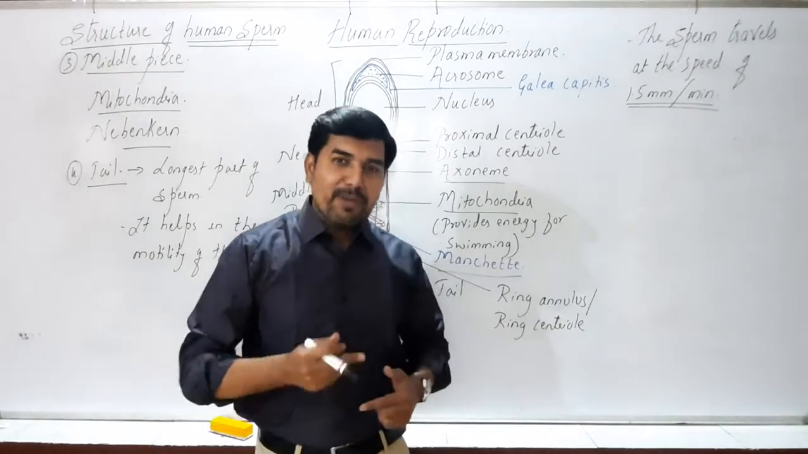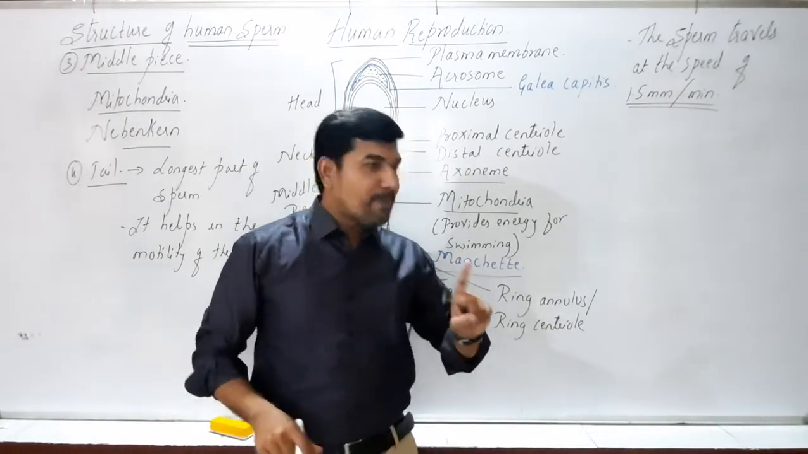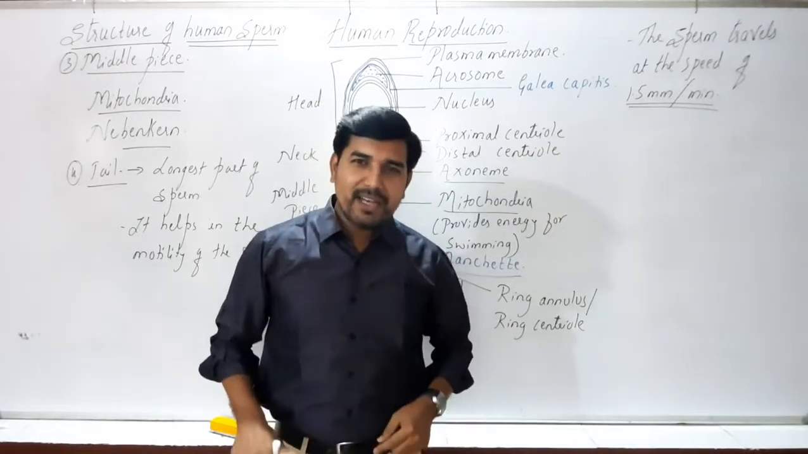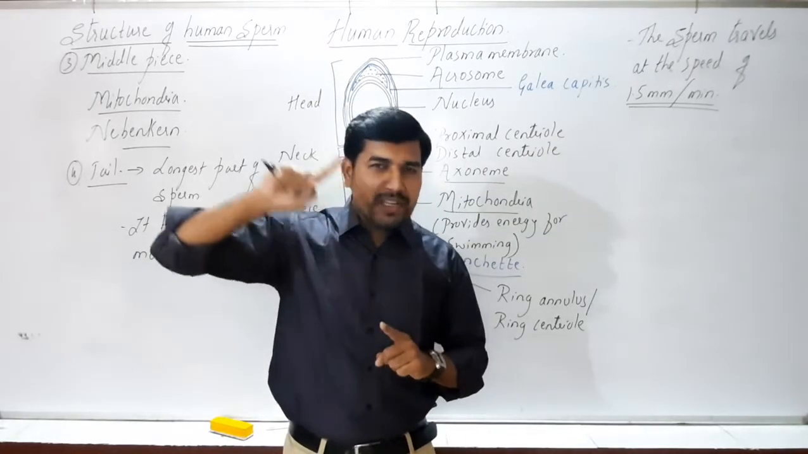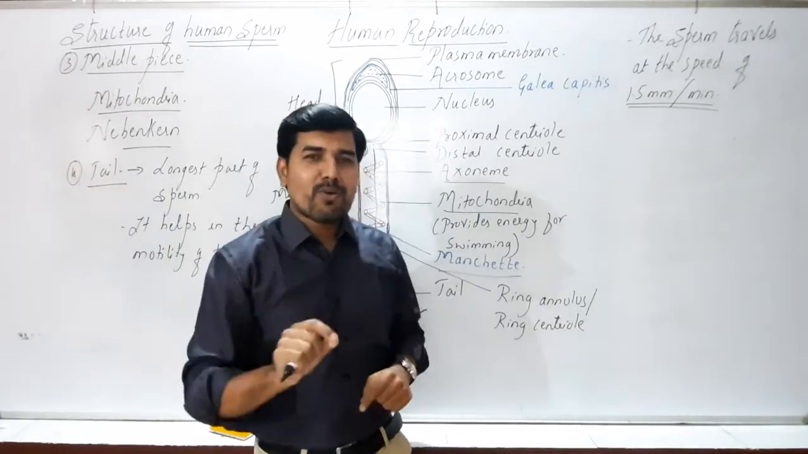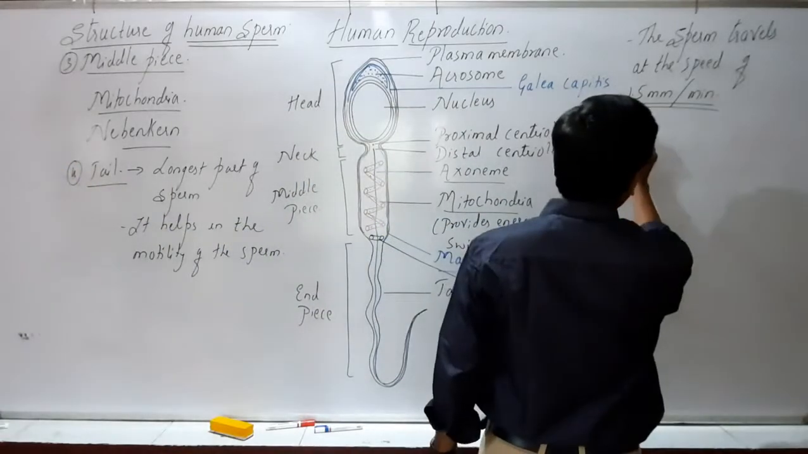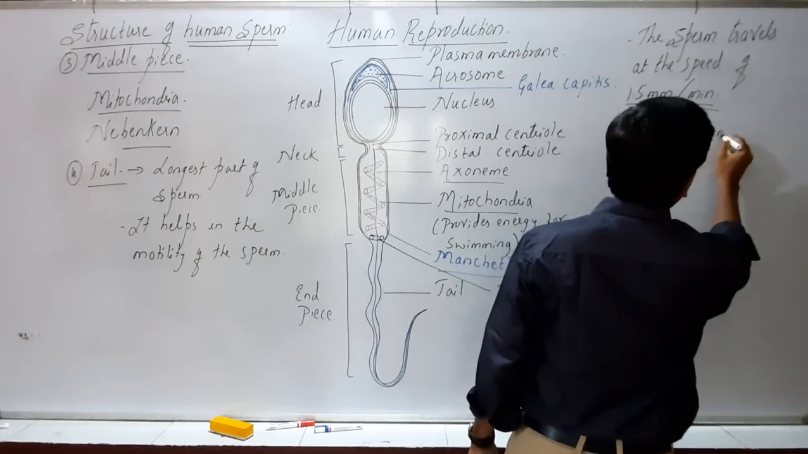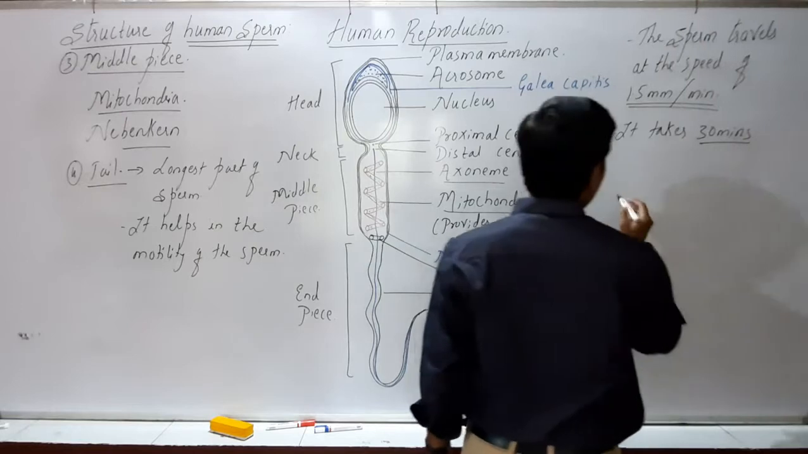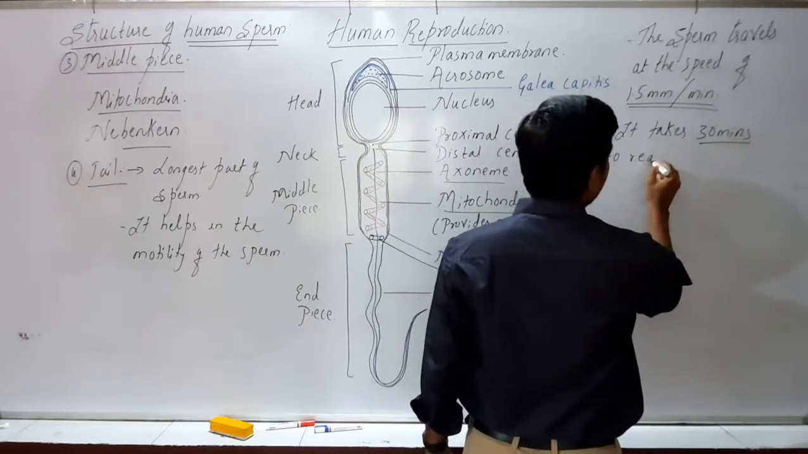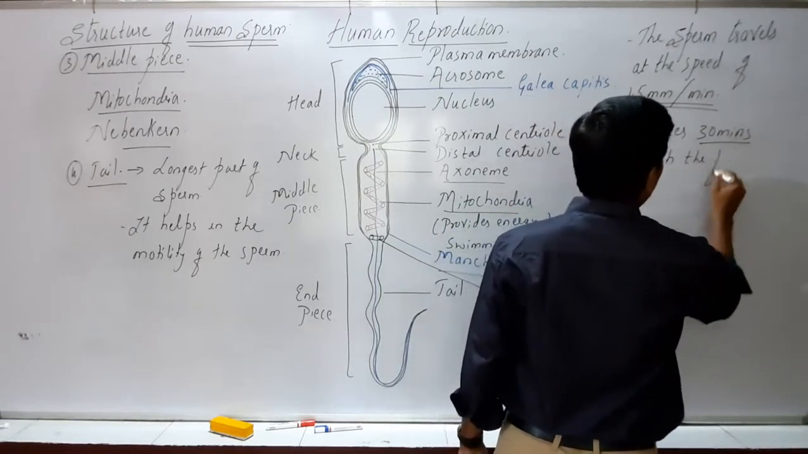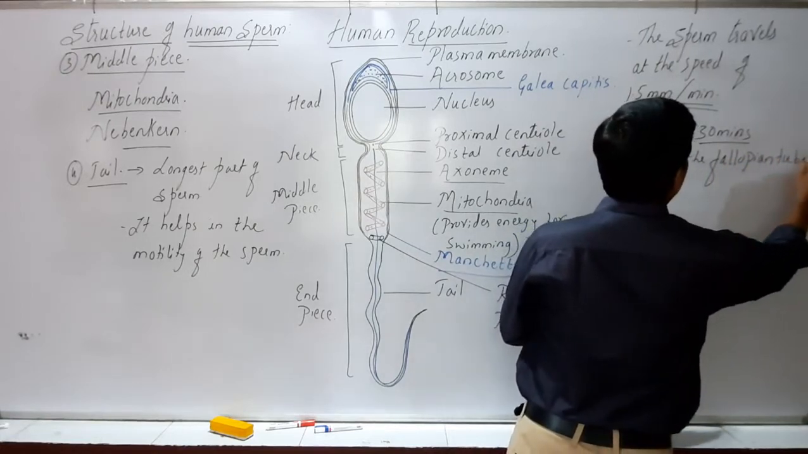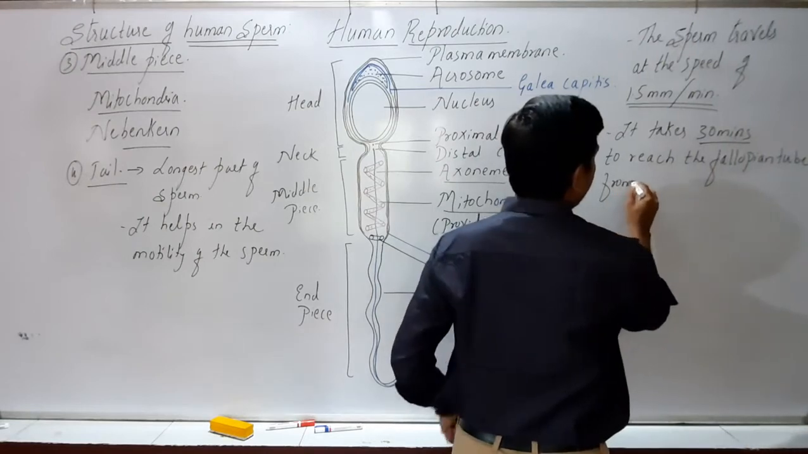The sperm in the female reproductive system travels at the speed of 1.5 millimeter per minute. Then what is the time taken to reach the fallopian tube? It is around 30 minutes. So sperm takes 30 minutes to reach the fallopian tube from the vagina.